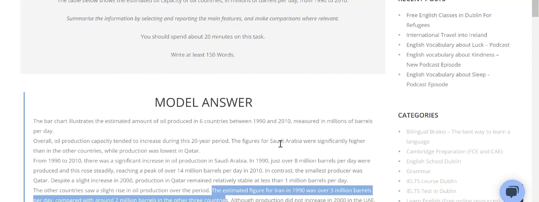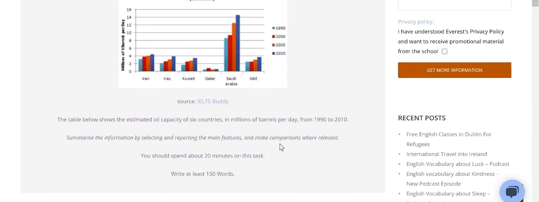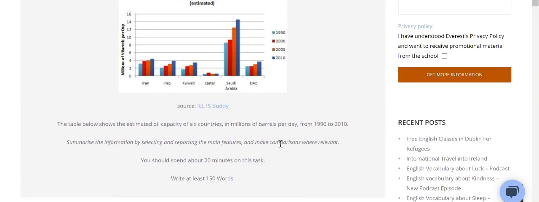And you can see that he just tried to compare, he just tried to illustrate the information of the graph, and nothing more, no deduction at all. Just try to give the information that the graph is giving.